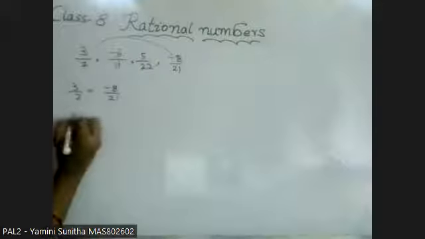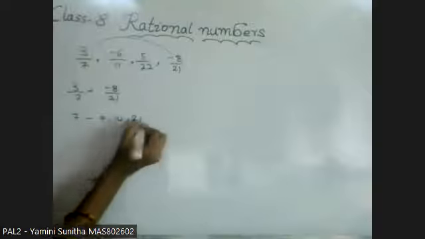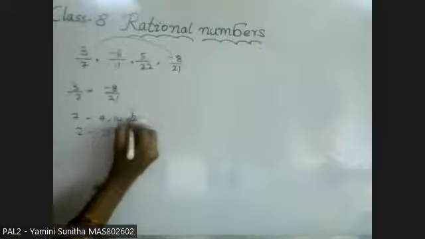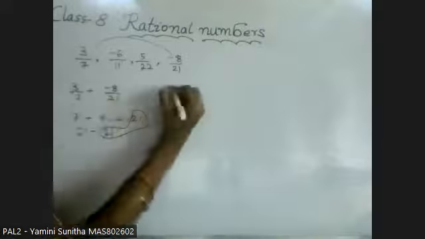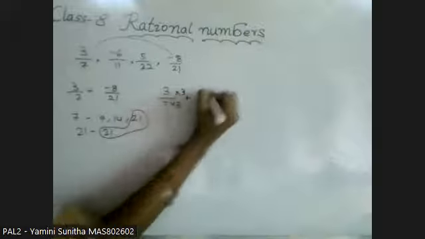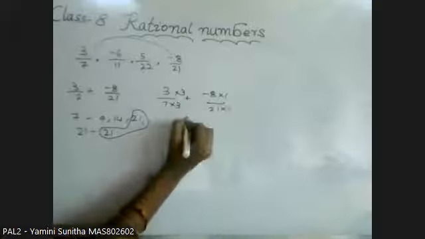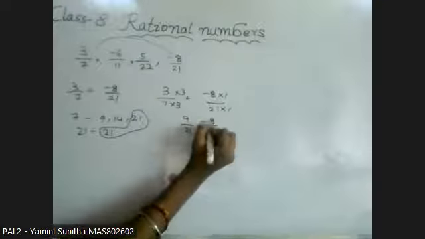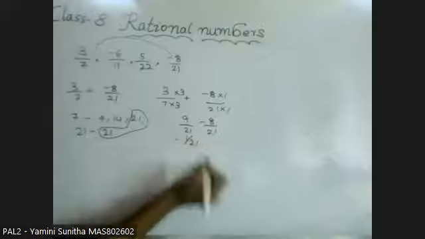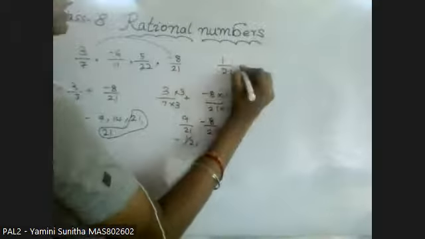So what is the LCM of 7 and 21? 7, 14, 21, and so on. 21 table will give us 21 first itself. So the LCM is 21, and 3 by 7 into 3 into 3, plus minus 8 into 1 because we don't need to change the denominator. So 9 by 21 minus 8 by 21. It gives us 1 by 21. Okay, 1 by 21. So let us keep it aside.